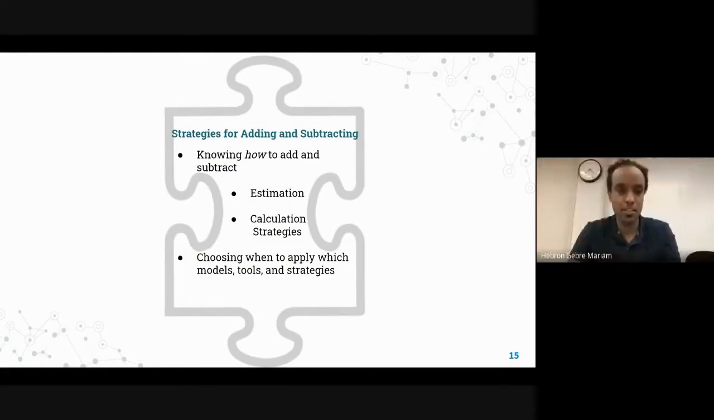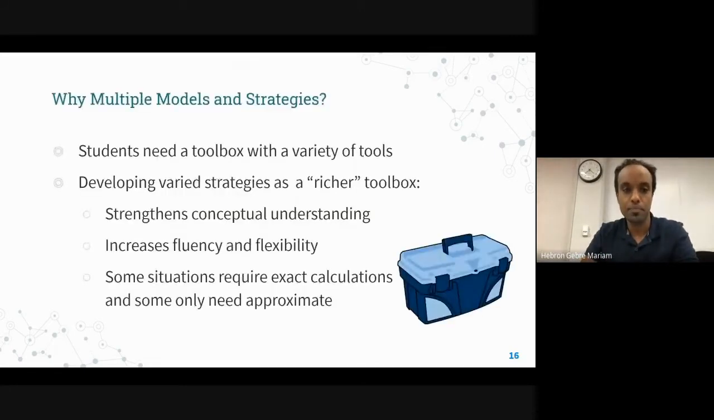All right, we're going to jump into some strategies for adding and subtracting, the other piece of that puzzle. We're going to break it down into the estimation piece and the calculation piece. But before we do, we're going to talk about this analogy of a toolbox. Students need a toolbox with a variety of tools.